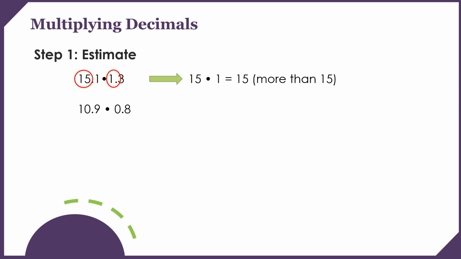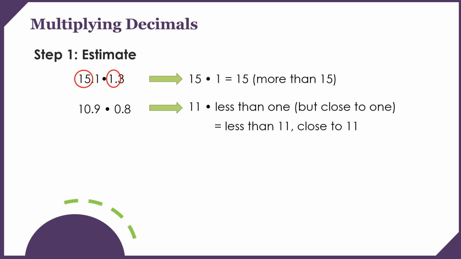10 and 9/10 times 8/10, we can say that's about 11 times a number less than 1, but it's close to 1. So thinking about our exploration, if we're multiplying by a number less than 1, our answer should be less than 11, but pretty close to 11 because, again, 8/10 is pretty close to 1. So we almost have one whole group of 10 and 9/10.